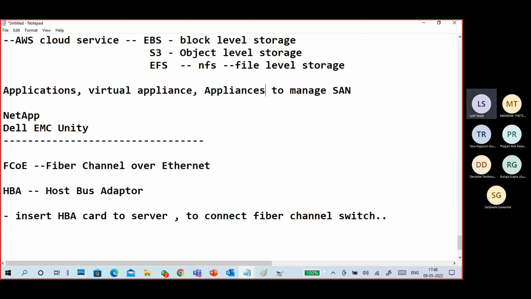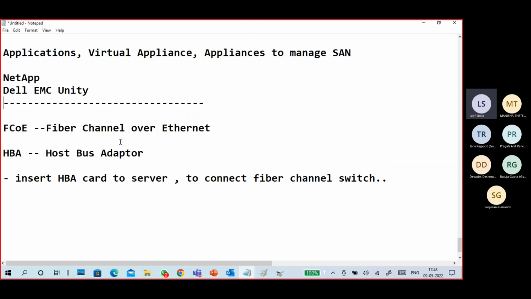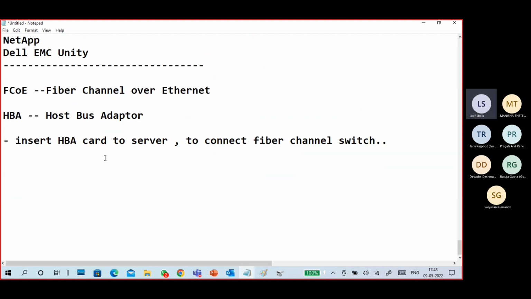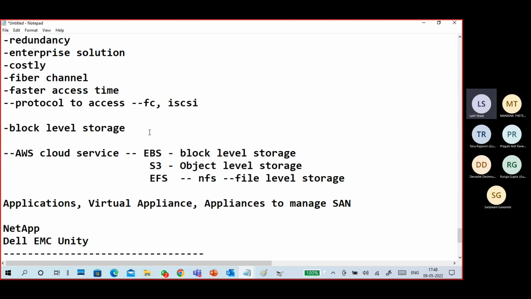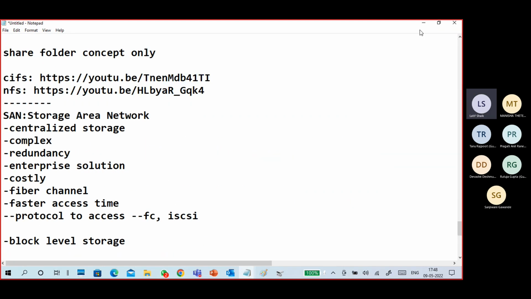Like I told you, Dell EMC Unity is an appliance. NetApp is a virtual appliance. That's the difference. It is a virtual machine application, while this is directly a physical device. So, fiber channel over Ethernet, host bus controller. Okay, so this is it.